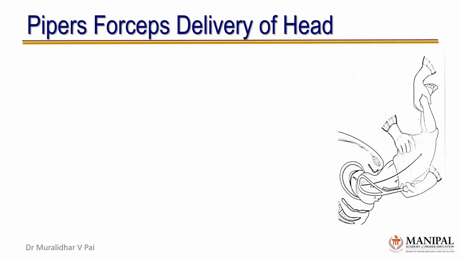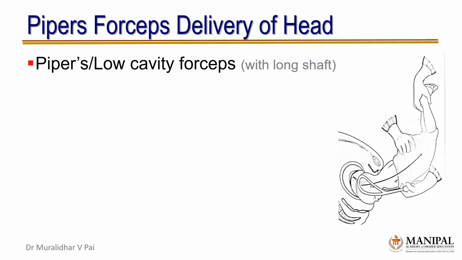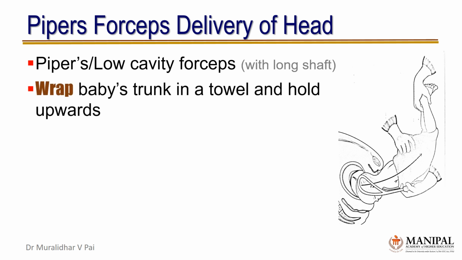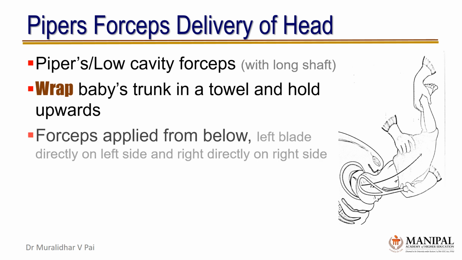If Mauriceau-Smellie-Veit technique also fails, then we have to resort to forceps delivery of the head. The ideal forceps is Piper's forceps, which has got long shaft and minimal pelvic curve. However, if it is not available, one may also use low cavity forceps. Before using the forceps, the baby is wrapped in a towel so that the hands and the limbs won't come in the way. The forceps is applied from below.